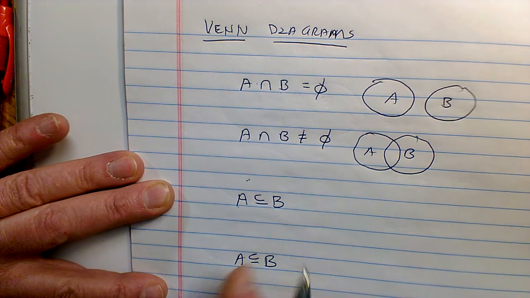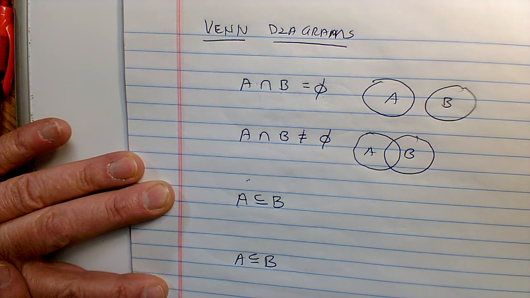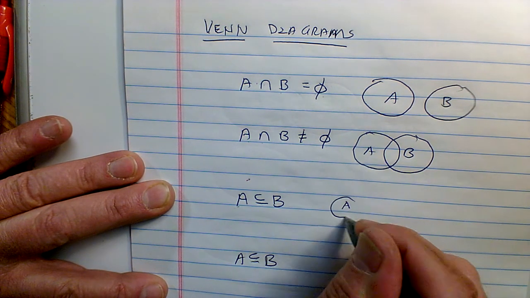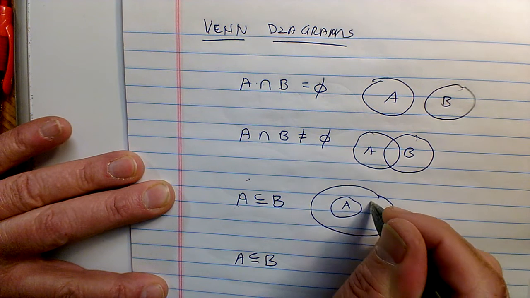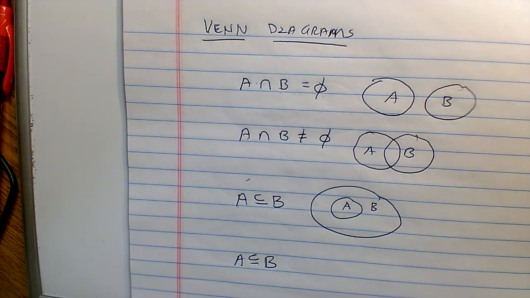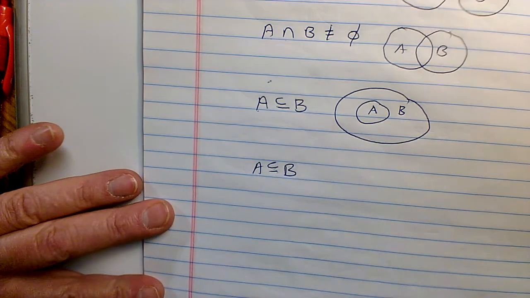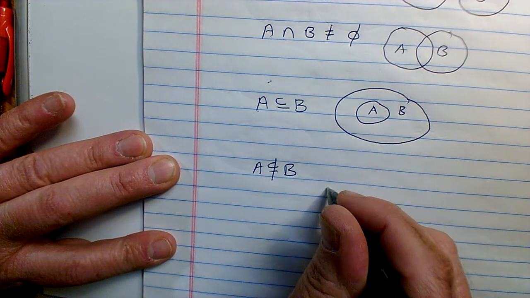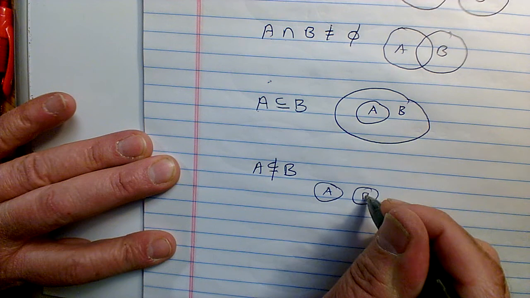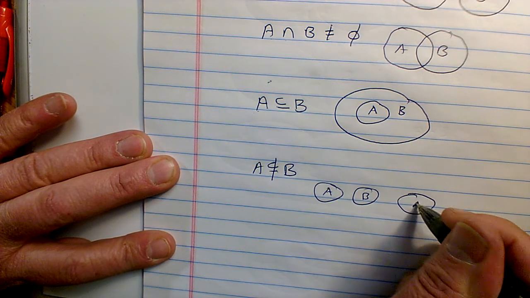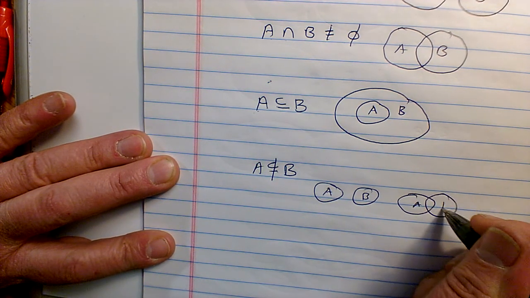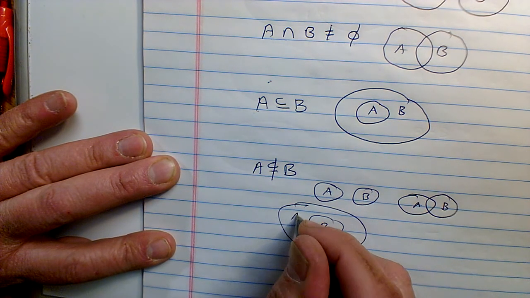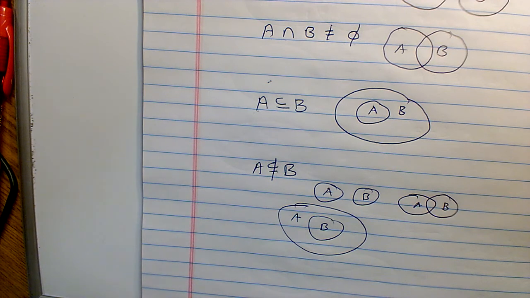If you then look at the statements that deal with subsets, if A is a subset of B, what does that tell you? A is going to be completely inside of B. On the other hand, if it tells you that A is not a subset of B, well, that gives you a couple choices. A and B could be disjoint. A and B could overlap. Or perhaps B is a subset of A. Any of those are possibilities.